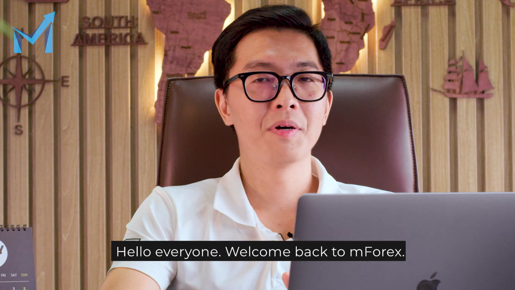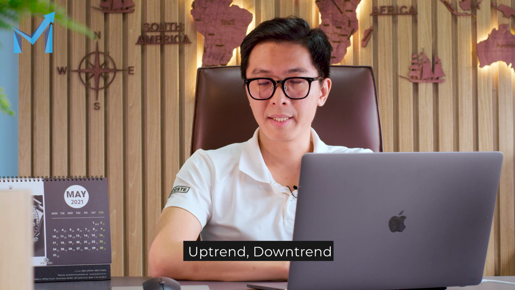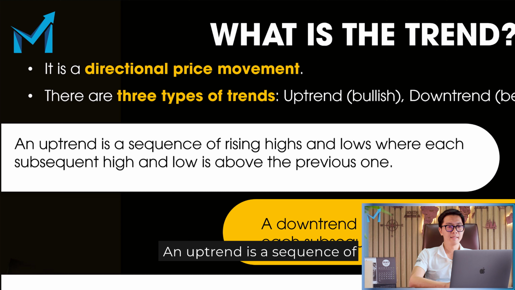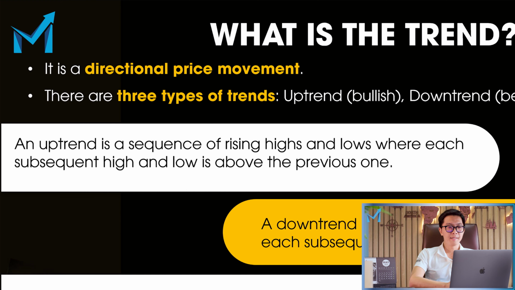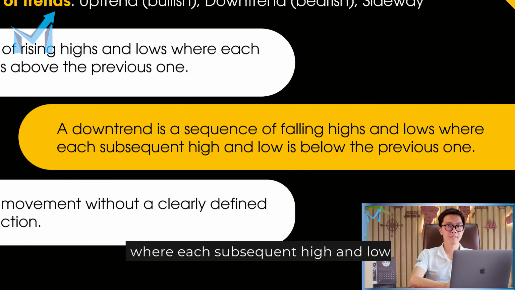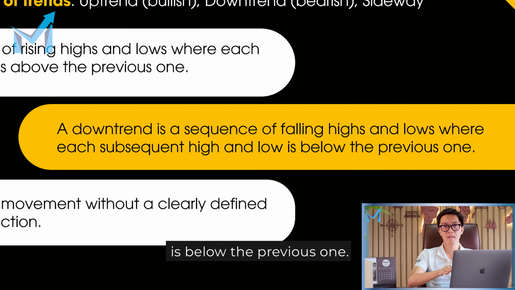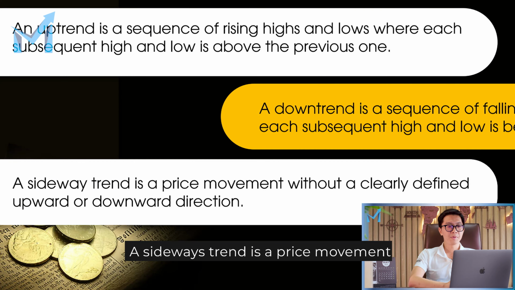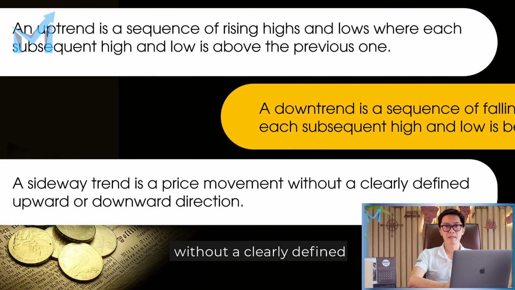Now we come to the first part. What is the trend? The trend is a directional price movement, and there are three types of the trend: uptrend, downtrend, and sideways. An uptrend is a sequence of rising highs and lows where each subsequent high and low is above the previous one. And a downtrend is a sequence of falling highs and lows where each subsequent high and low is below the previous one. A sideways trend is a price movement without a clearly defined upward or downward direction.